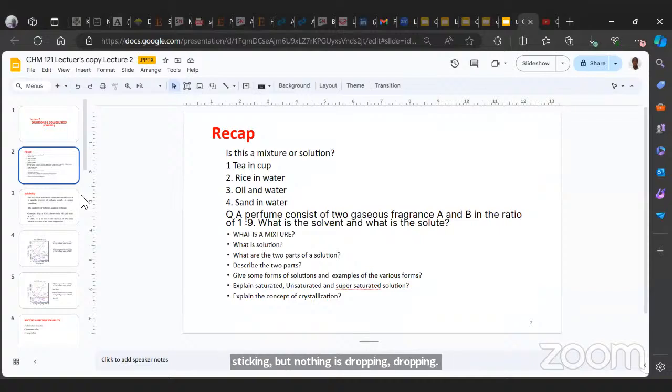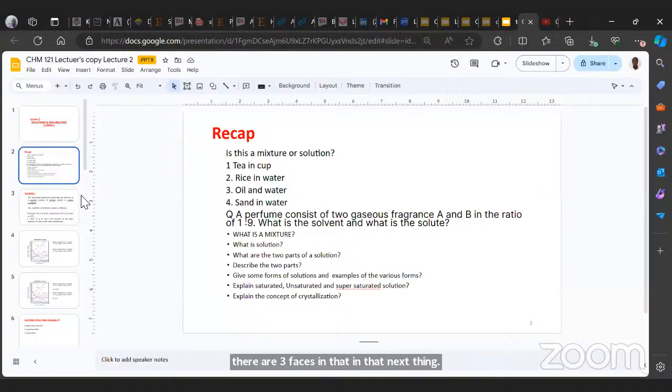So at the point where it's thickening, but nothing is dropping, we are at the saturated point. But a point comes, you just add one more crystal, and you see that it begins to deposit at the bottom. No matter how hard you stir and wait, there will be deposits. Then it means you've got to the supersaturated point.